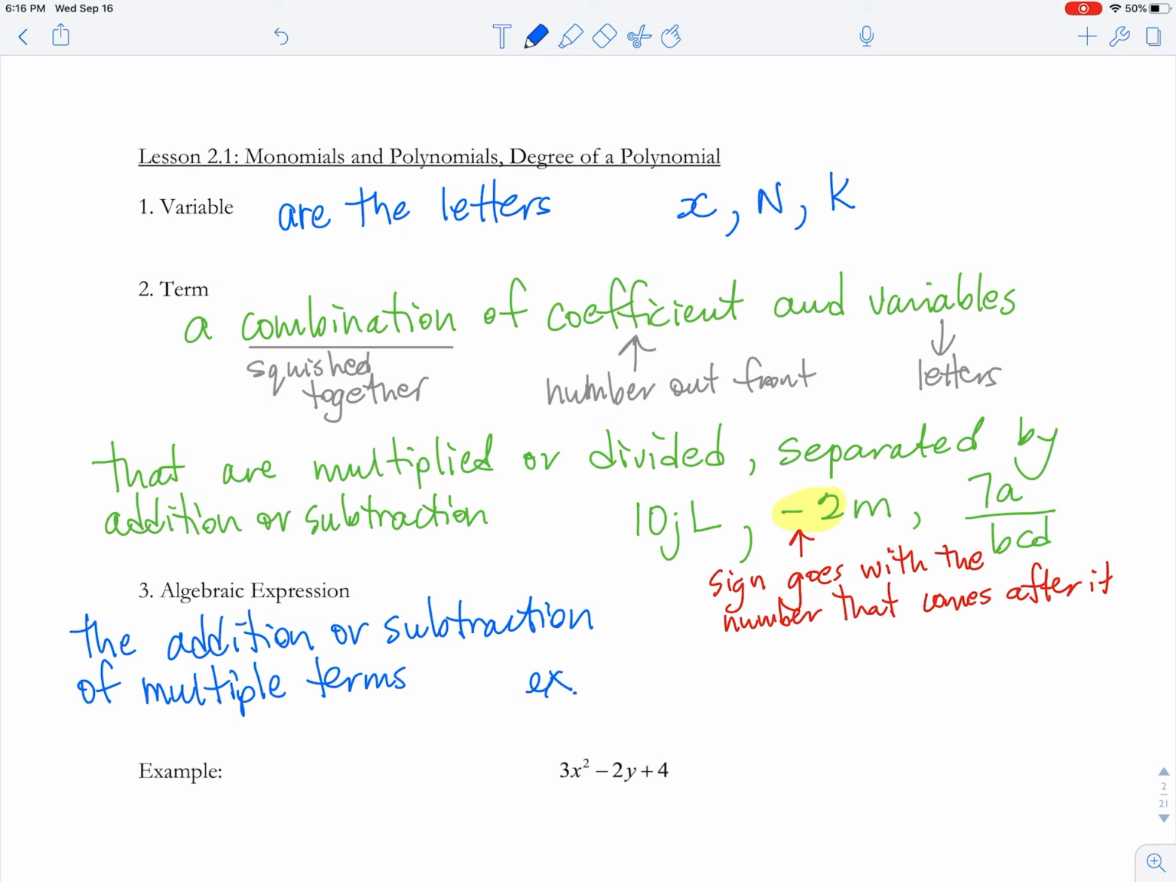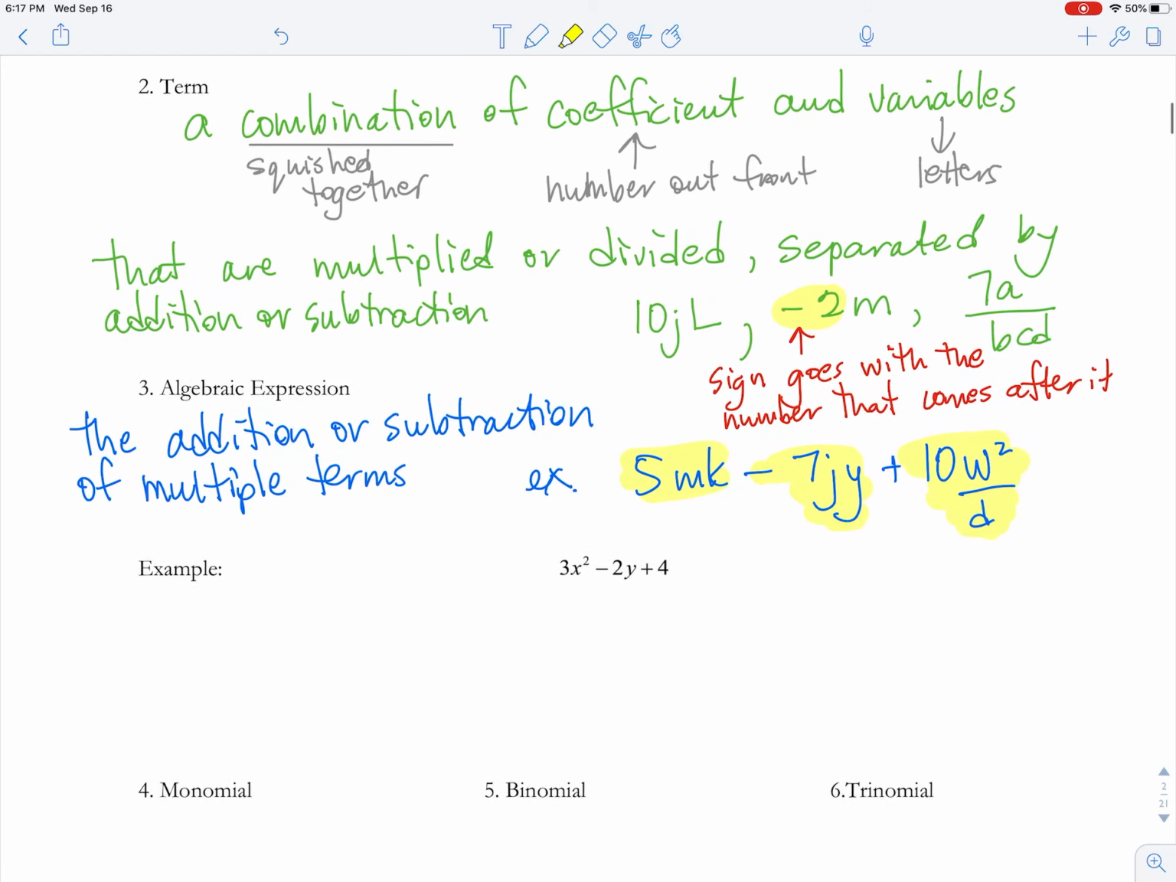I'm going to do another example. If I do 5mk minus 7jy plus 10w squared over d, that's an algebraic expression. And I'm going to highlight that's one term. This, including the minus sign, is the second term. And this one here, 10w squared over d, that's a third term.